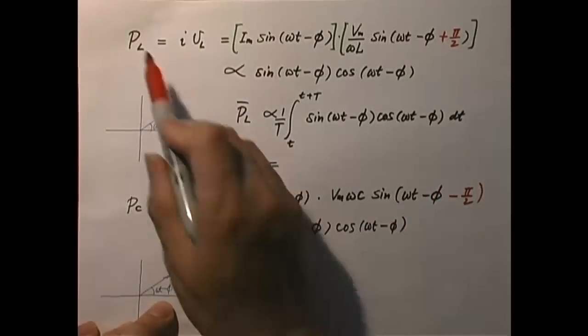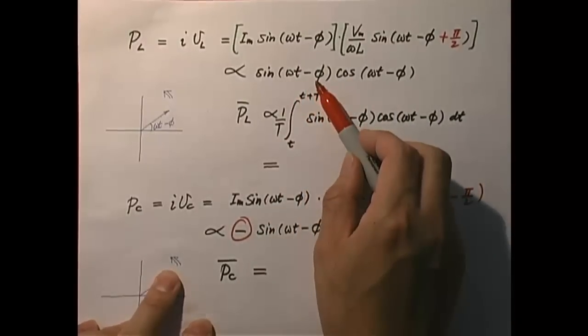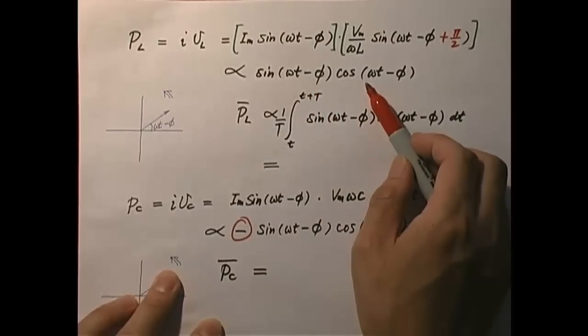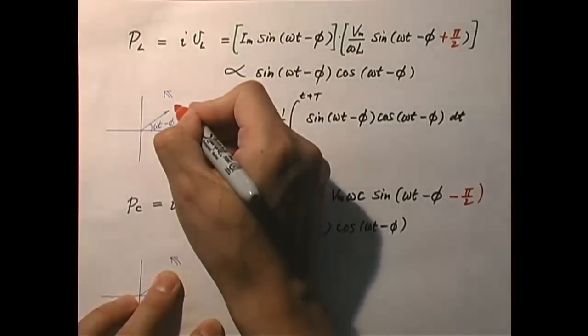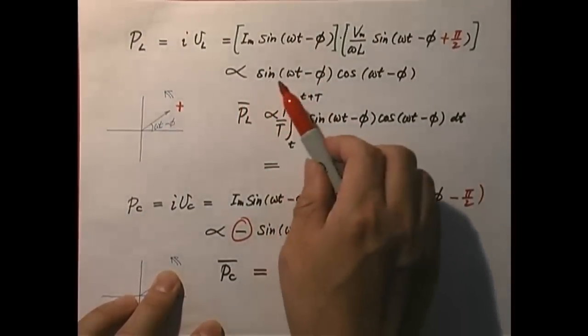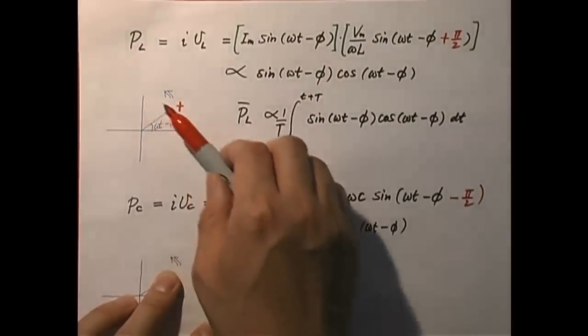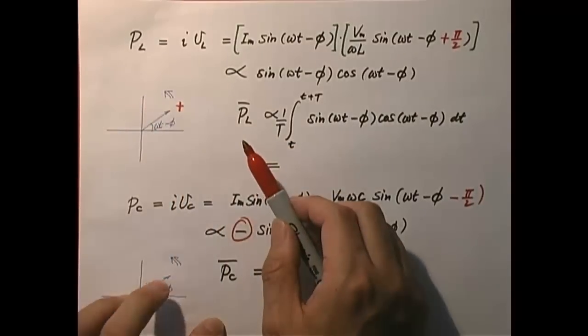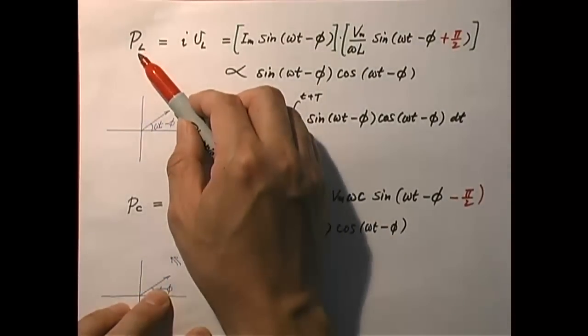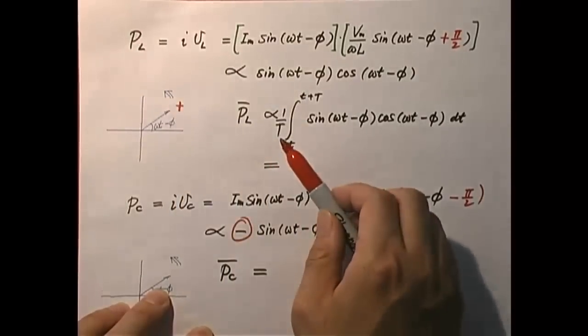Meanwhile, what's happening to PL? If this angle of omega t minus phi is in the first quadrant, then both sine and cosine happen to be positive, so the product is positive. So PL is positive. That means when the time interval is such that omega t minus phi is within the first quadrant, from 0 to pi over 2, the power going over PL is positive. That means during that time interval, the inductor takes in energy. It takes energy from the rest of the circuit.